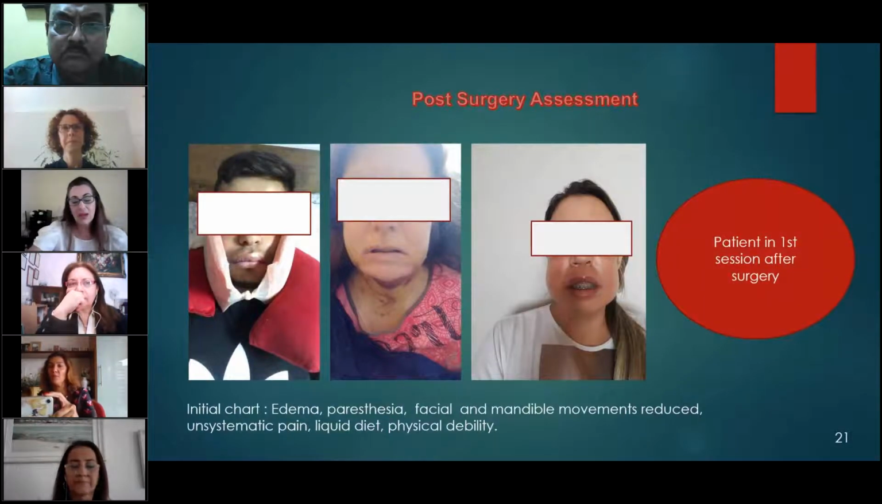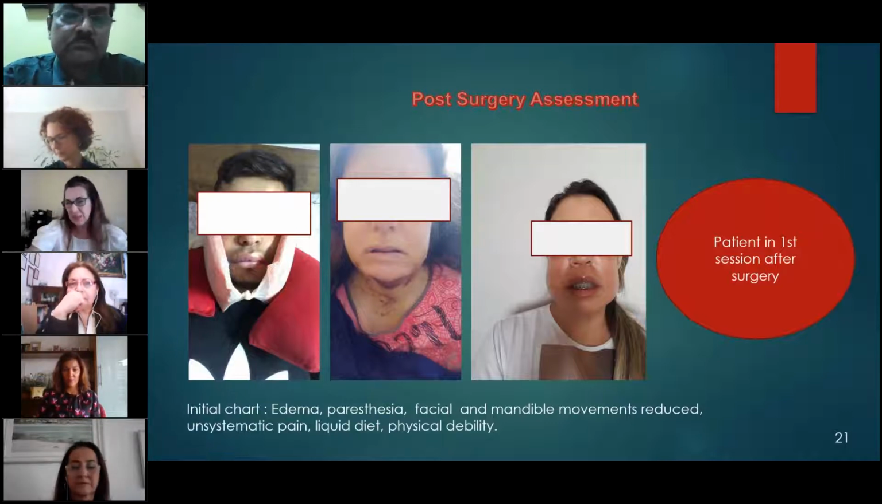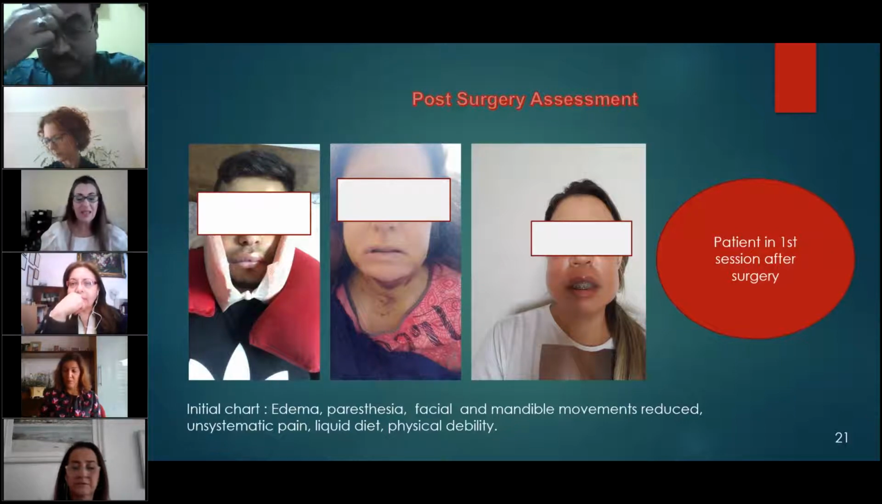The patients arrive at my practice with edema, sensitive disturbance, and sometimes hematoma. Some surgeons use rubber bands without minimal mouth opening. It's hard to feed. Paresthesia works as a protection system, but there are other inconveniences such as edema and mandibular movement restriction.